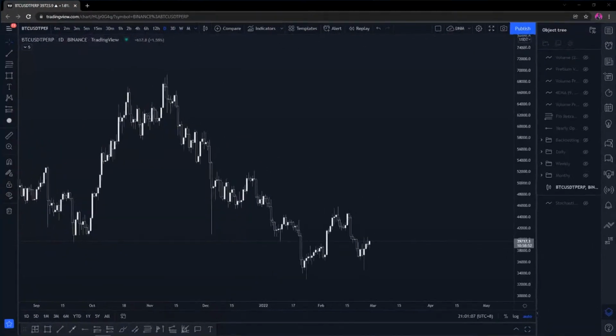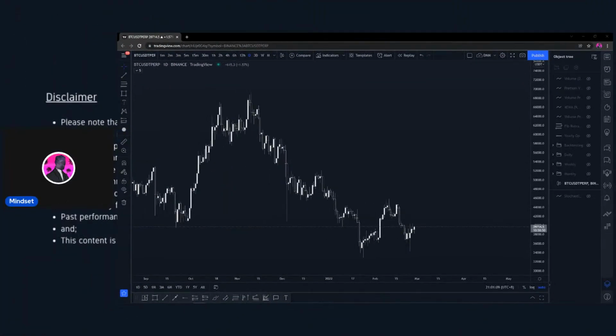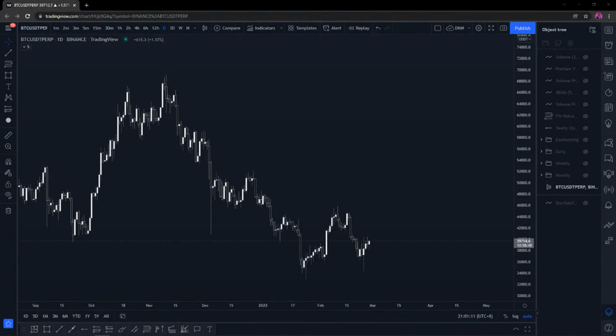We've got Bitcoin here, and I've changed up the general arrangement, so the color is a bit nicer on the eyes, and yeah, we'll have a look.